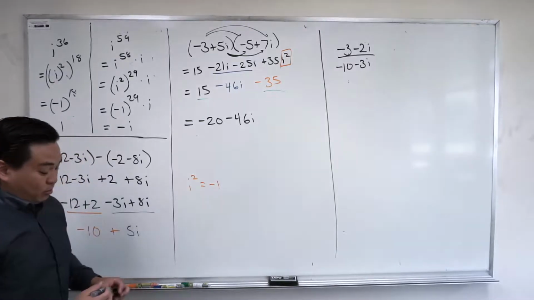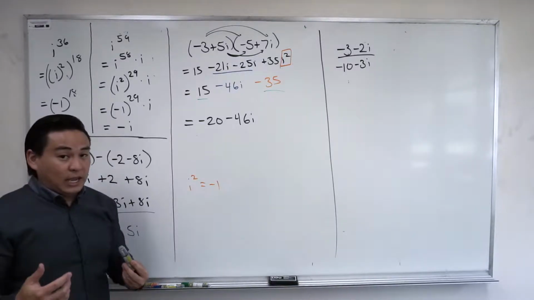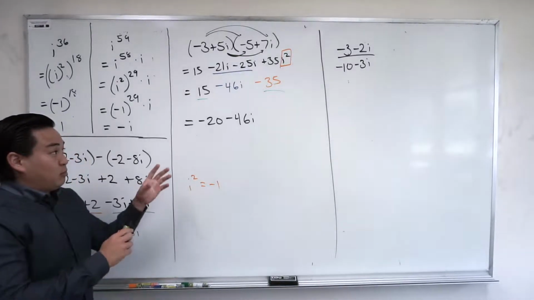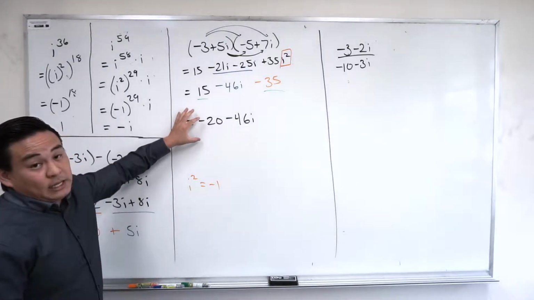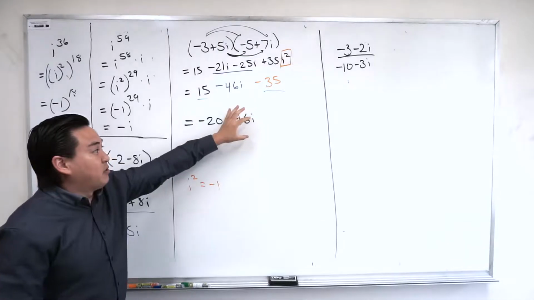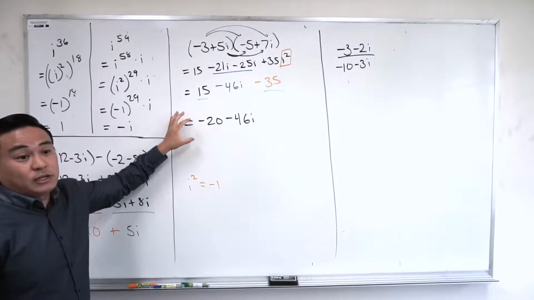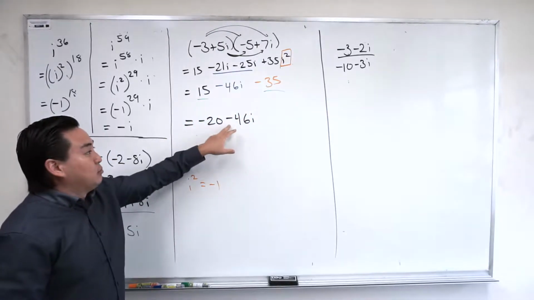Now one thing to note, remember complex numbers are written in the form a plus bi, with a plus or minus in the front either way. But you have to write it in that form. So in other words, you can't have this 46i in the front. It should be written as a plus or minus bi.